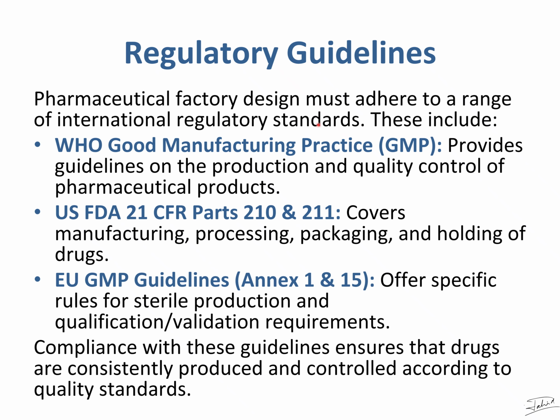So what are the regulatory guidelines for layout design? First of all, WHO GMP. WHO GMP guidelines provide guidance on the production and quality control of pharmaceutical products. So GMP is the part of QC. Always keep it in mind that GMP is the part of QC, which provides some regulatory guidelines related to pharmaceutical manufacturing. Then US FDA 21 Code of Federal Regulations Part 210 and 211. It covers manufacturing, processing, packaging, and holding of drugs. So this is CFR US FDA regulations 210 and 211.